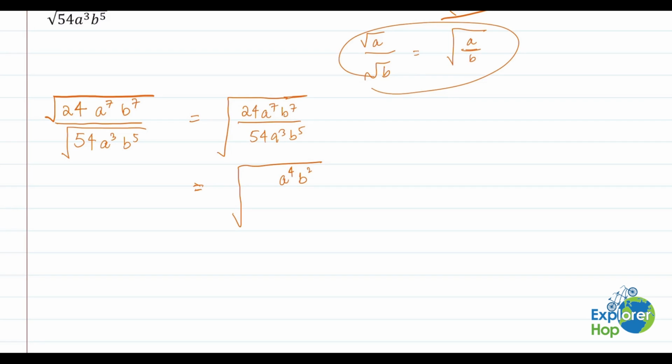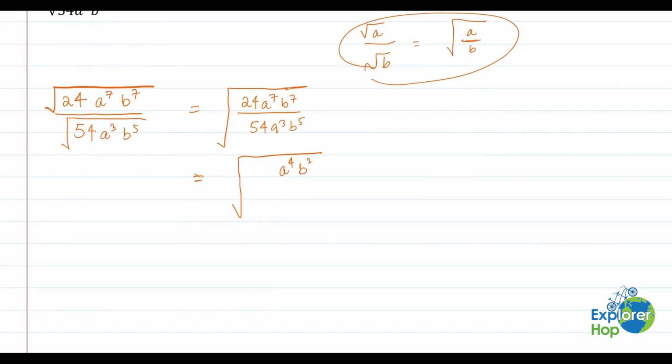As for the numbers 24 and 54, we can simplify them to 4 by 9. If we divide them by 6 each, we get 6 fours are 24, and 9 in the bottom. Now we can separate them again using this fact. We can write the square root of 4 by 9 times the square root of a⁴ times the square root of b².